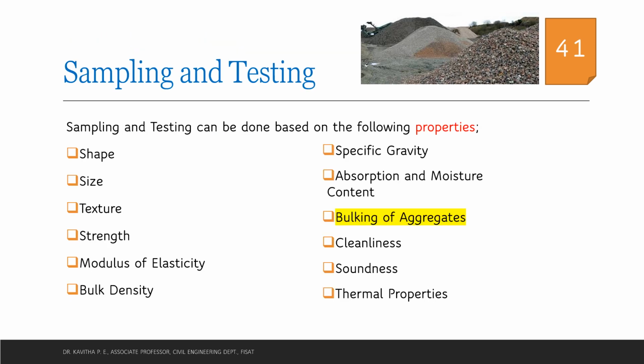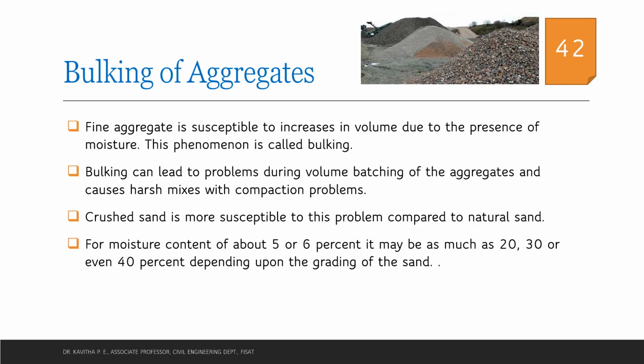Now let us move on to the next property, bulking of aggregates. When water is added to a dry sample of fine aggregate, its volume increases. This property is known as bulking. Bulking can lead to problems when we are using volume batching. In crushed sand, the problem of bulking is found to be more than that of natural sand.